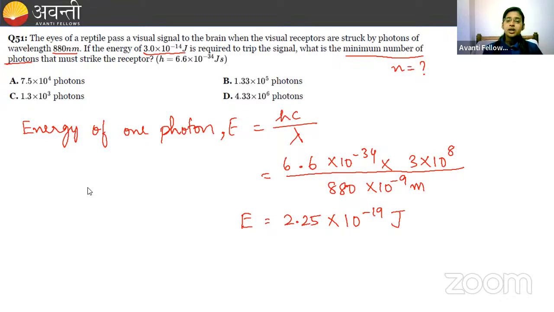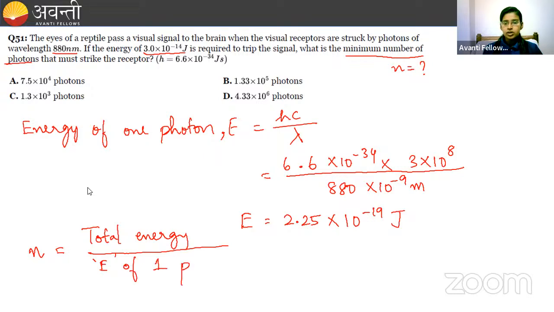So this is the energy of one photon. Why did we calculate the energy of one photon? Because to find the minimum number of photons, which is n, the formula used is total energy divided by the energy of one photon. We need the energy of one photon to substitute in this formula. That's why we calculated it.